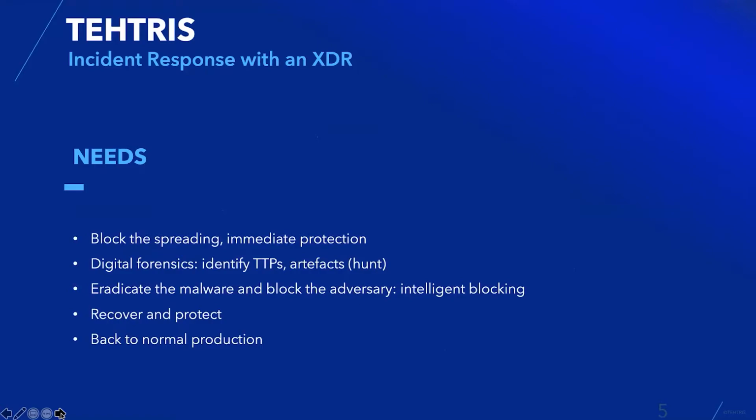So first, what do we need to perform this incident response activity? What we want to achieve is to block the spread of this ransomware, to provide immediate protection of all the devices, all the endpoints on which we will interact. We want to perform digital forensics for identifying the TTPs of the attackers, to collect the maximum of artifacts, to be able to perform threat hunting.